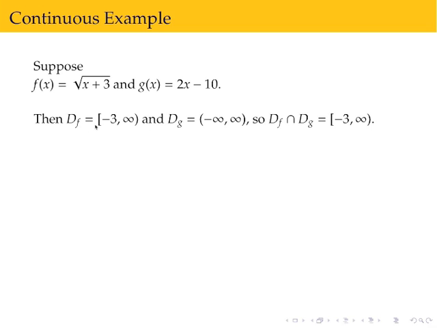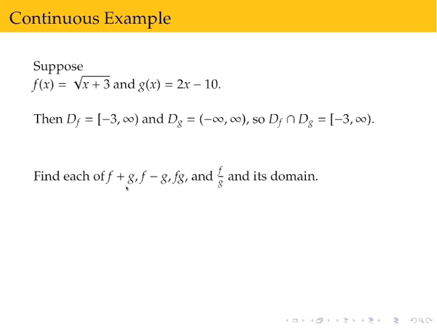So the domain of f, well, the thing under the square root sign has to be nonnegative. That'll be the interval from negative 3 to infinity, including negative 3. That's a square bracket there. G of x here is a linear function, and so it has a domain of negative infinity to infinity. If you take the intersection of these two intervals, you'll get negative 3 to infinity.